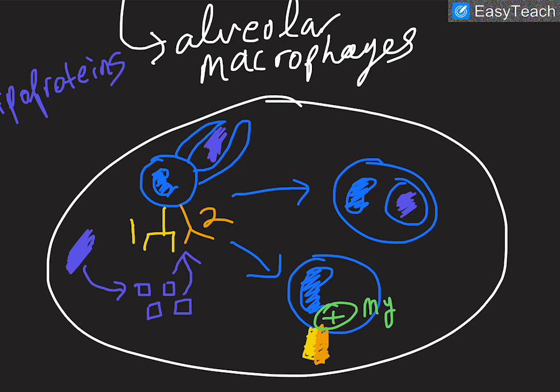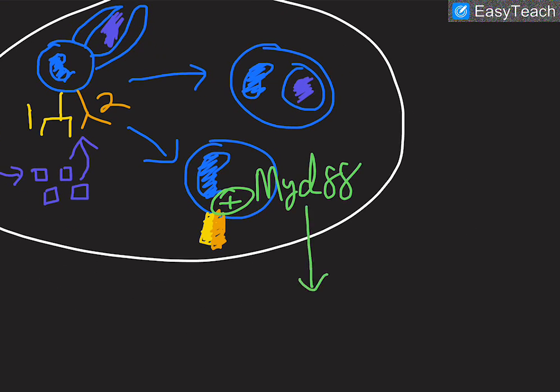Okay, so it's going to be the MyD88 signaling pathway. What this does is it activates a transcription factor called nuclear factor kappa B. So again, this is going to lead to the activation of a transcription factor called nuclear factor kappa B.